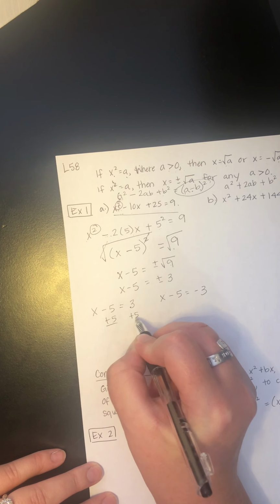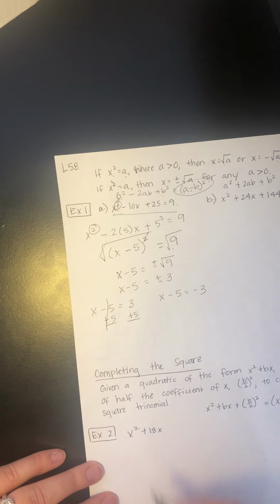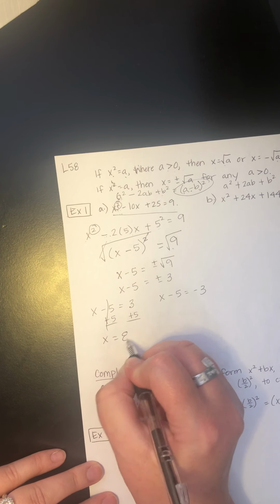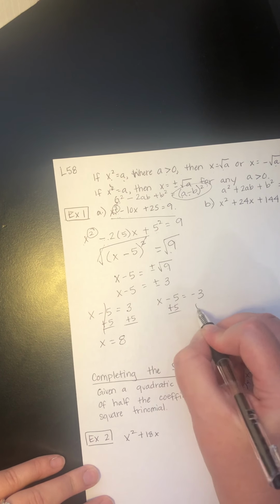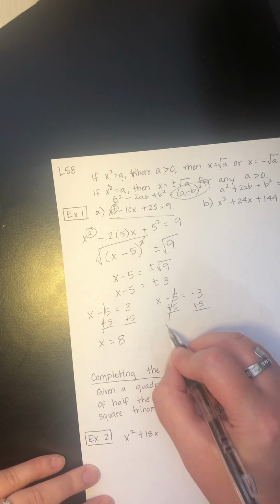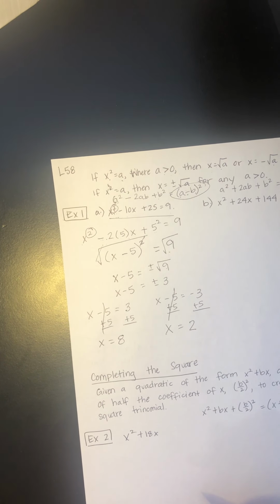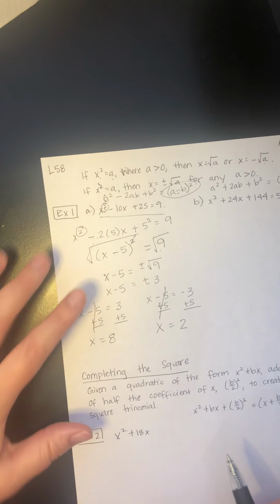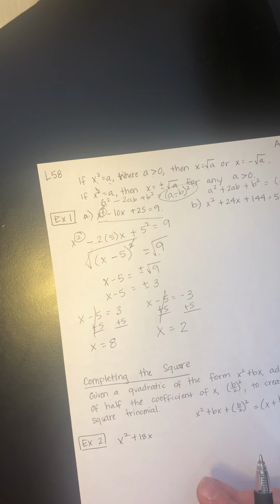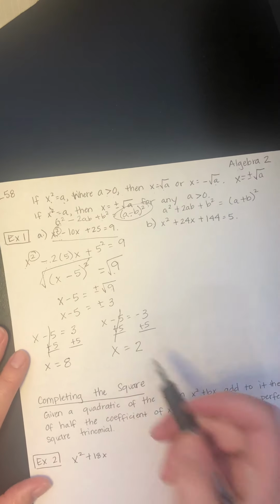Add 5 to both sides to get our first answer. Those add up to 0, so x equals 8. Again, add 5 to this side. That equals 0, so x equals 2. Negative 3 plus 5 is 2. And these are our answers: x equals 8 and x equals 2. We've solved that quadratic equation.